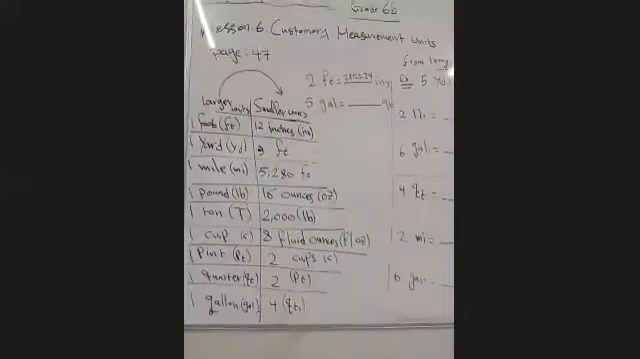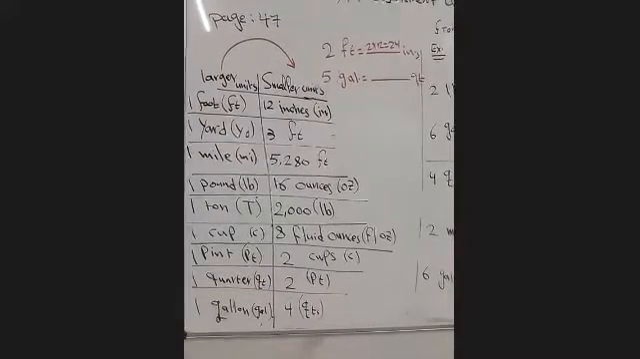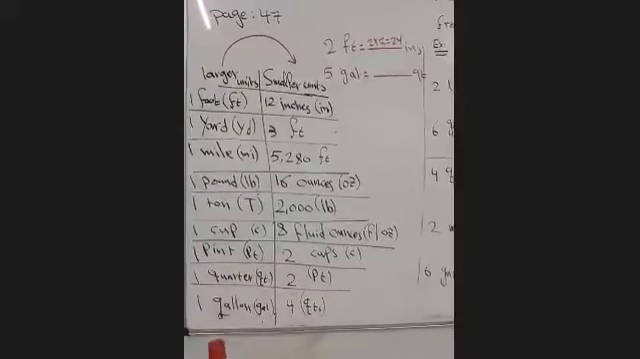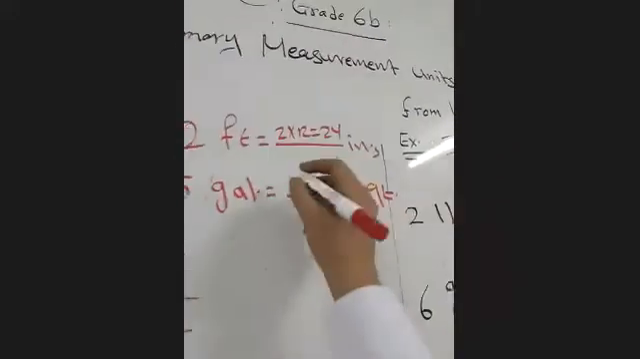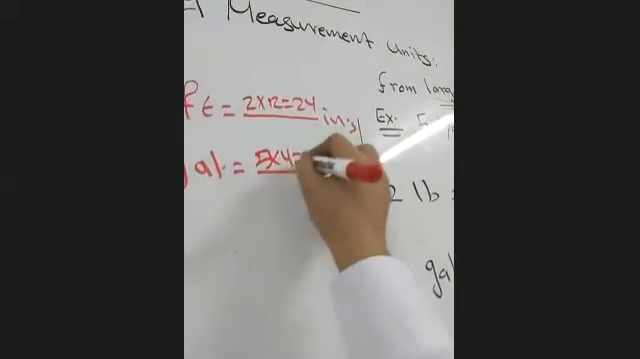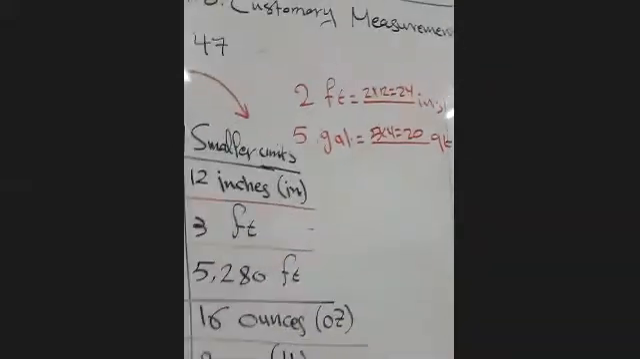Omar Samir. Yes, Omar, mister. 20. How did you get the 20? 5 multiply 4. I turn it from gallon. 1 gallon equals 4, but 5 gallons, 5 multiply 4. So here I multiply 5 by 4, which is 20 quarters.